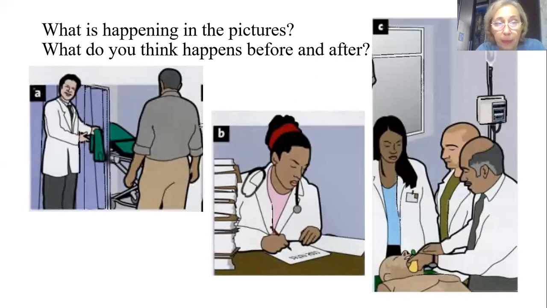Well, today we are going to speak first about what is happening in the pictures. You see here there are some doctors. What are they doing? Doctors and patients, maybe other people. Can anyone say what is happening in the pictures, and what do you think happens before and after this? Yes? Is anyone eager to speak?